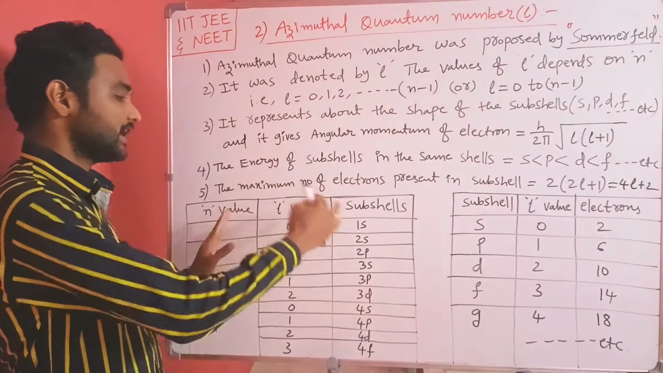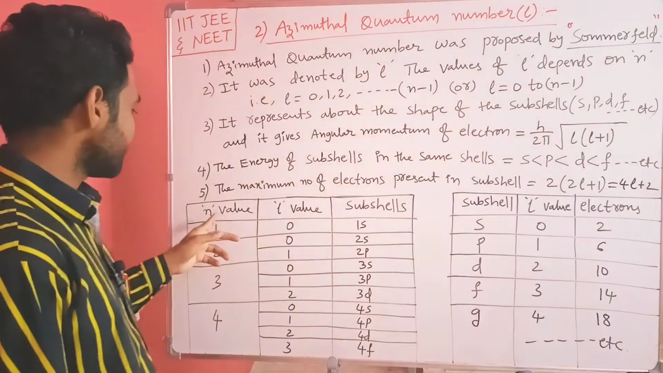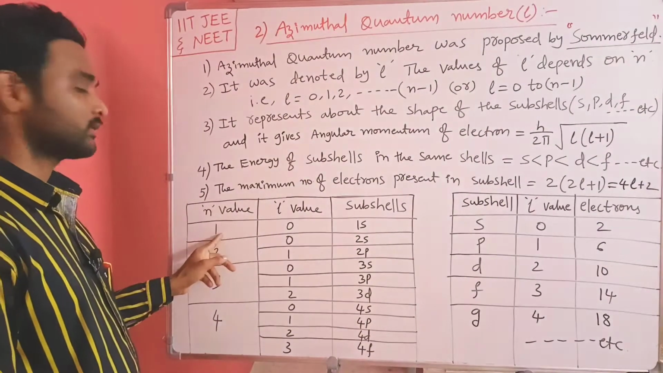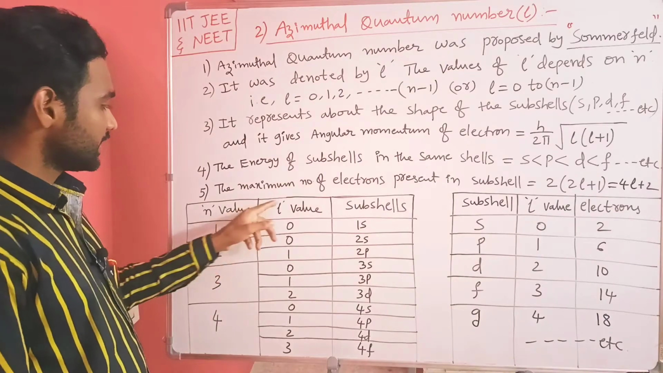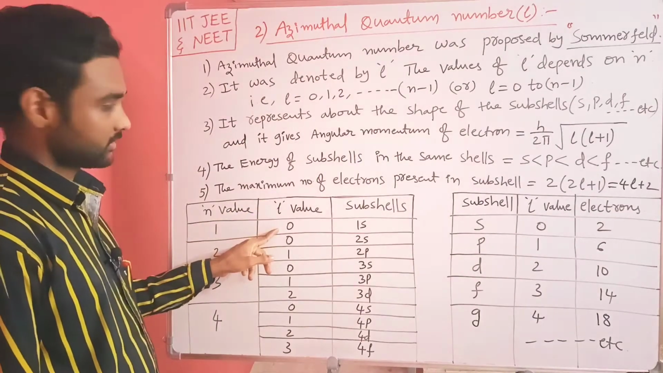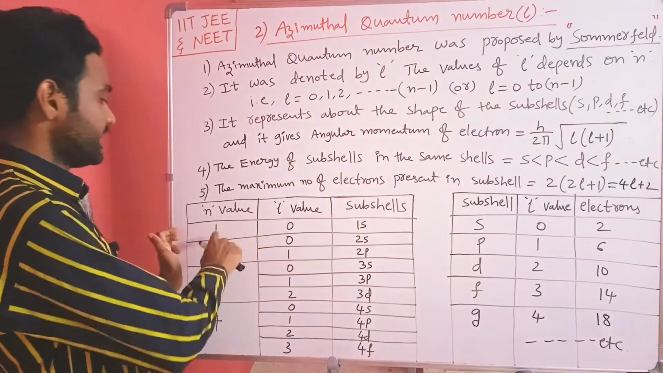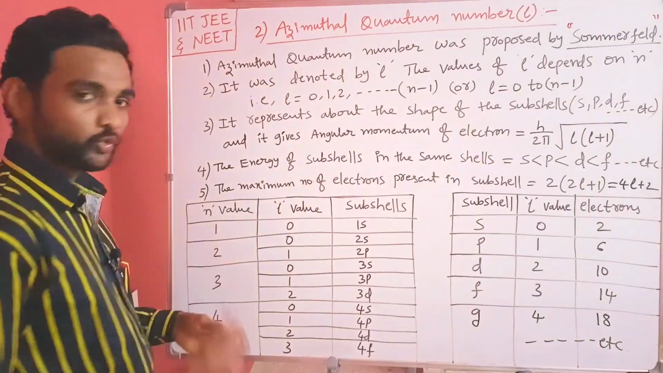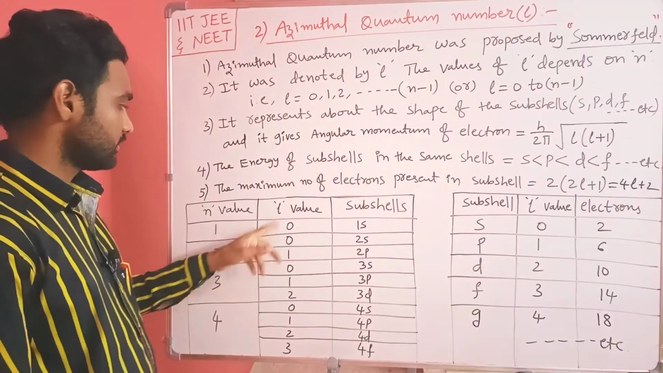Now this table, let me discuss. What is this table? n values, l values, subshells. Now n value is 1, I mean it is K shell. l value 0, remember. The subshell will be 1s. Okay. Now n value 2, second shell, L shell.